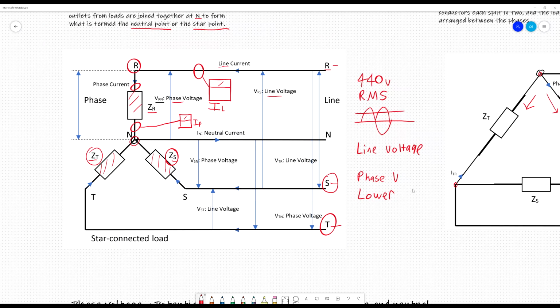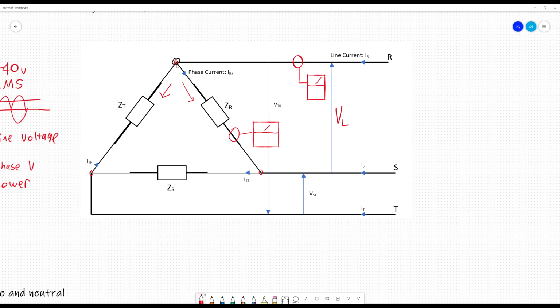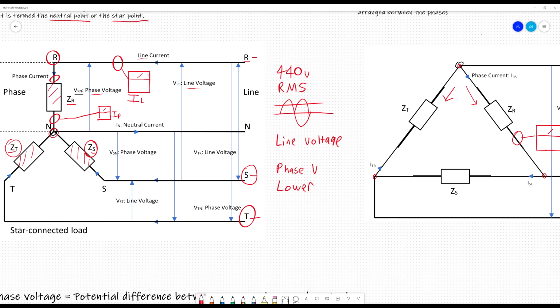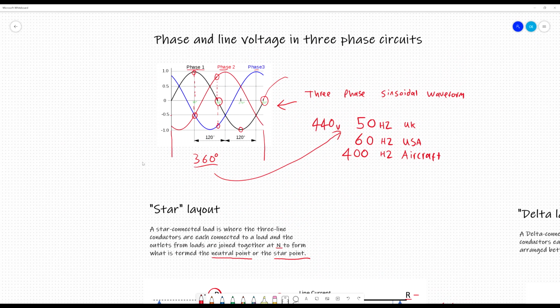So, on a star circuit, the voltage across the load is the phase voltage, and on a delta circuit, the voltage across the load is the line voltage. We know that the line voltage is going to be much higher than the phase voltage, because from our chart we know that the line voltage is the voltage between any two phases, which, for example, at 90 degrees is going to be 1.5, rather than the phase voltage, which is the distance between any phase and neutral, which on this graph is going to be a maximum of 1.